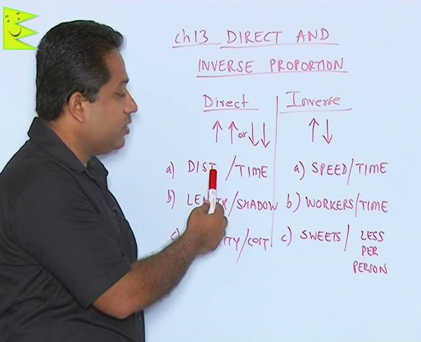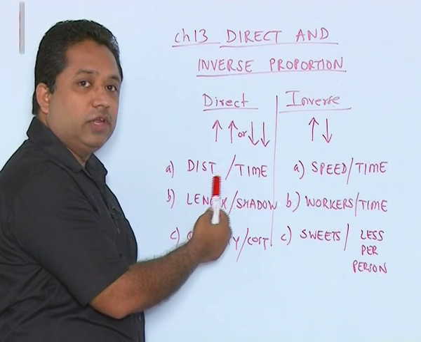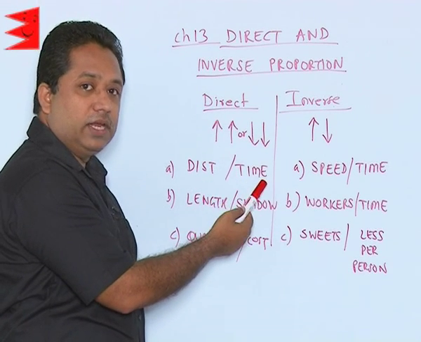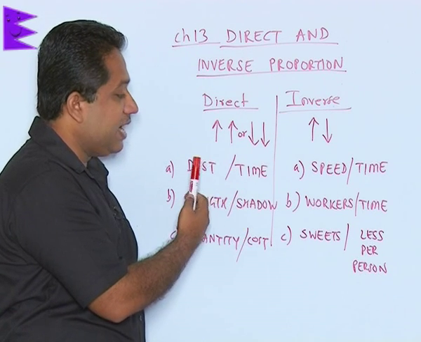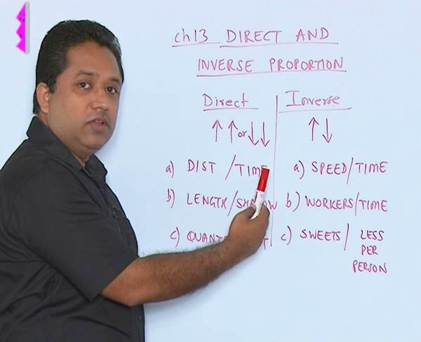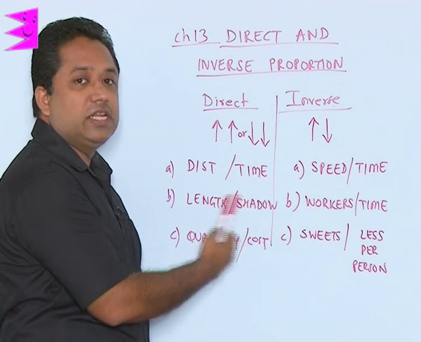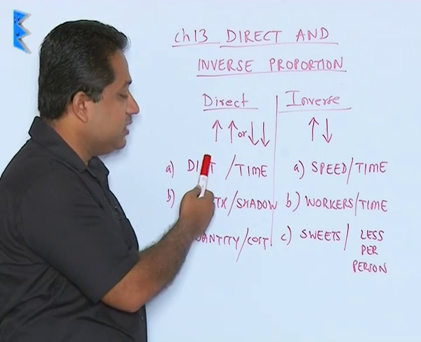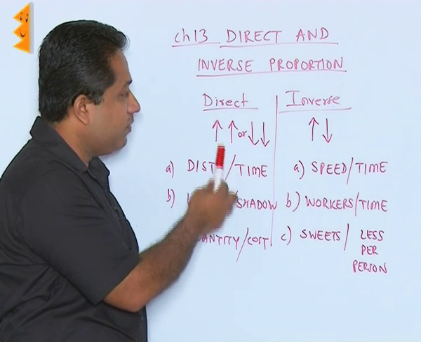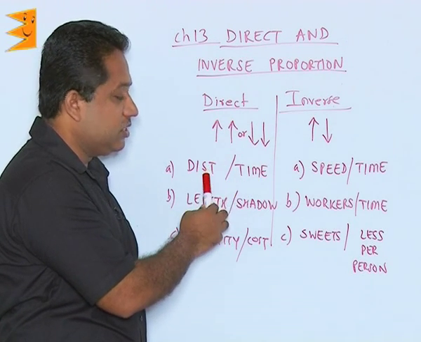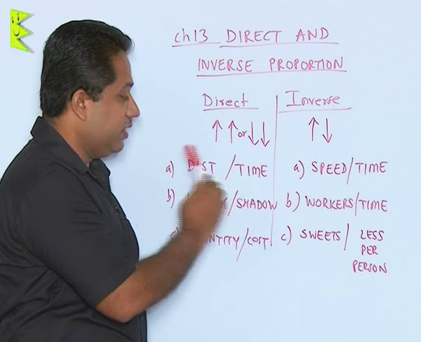So, 20 kilometers will take, let us say, 1 hour, then 40 kilometers will take more than that, 60 will take more than that. So, what is going to happen is that as we increase the distance, the time taken to reach our destination will be more. So, distance increases, time also increases. This is an example of direct proportion. Distance is increasing, time is increasing.